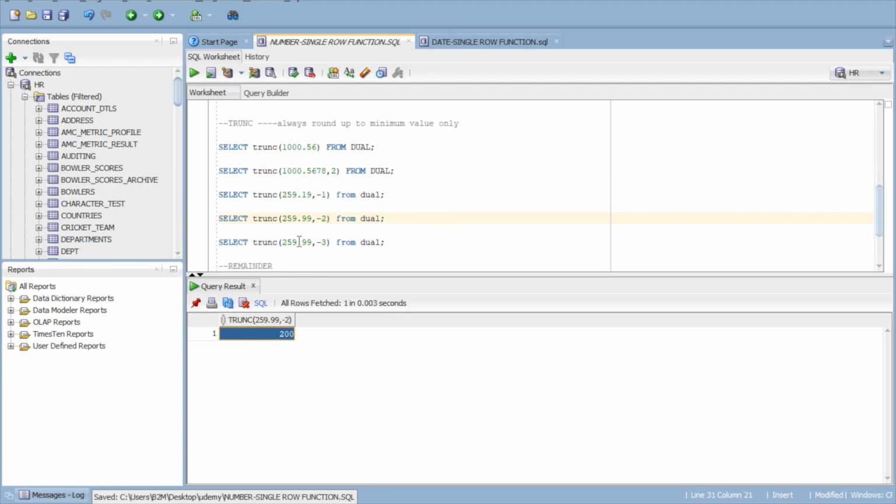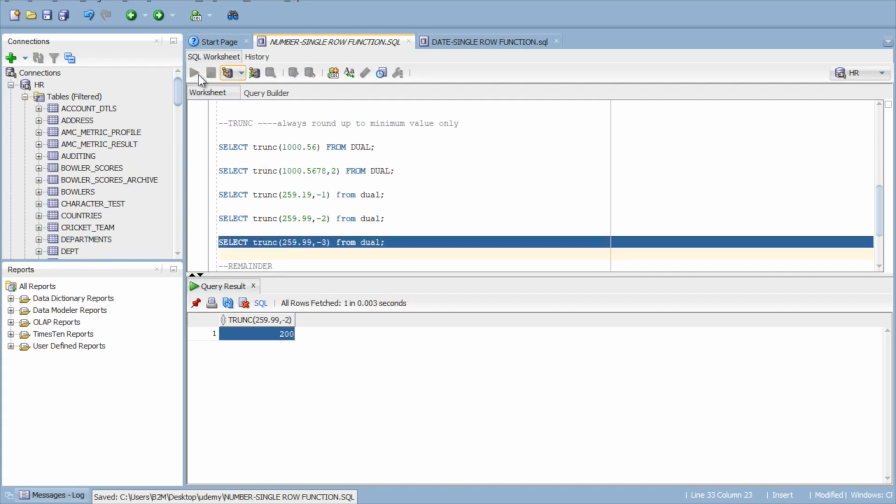So the next thing is, here also the same thing, 259.3. My number itself has 100, but if I give the nearest 1000, it will show 0 only.